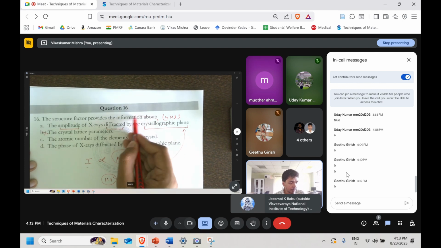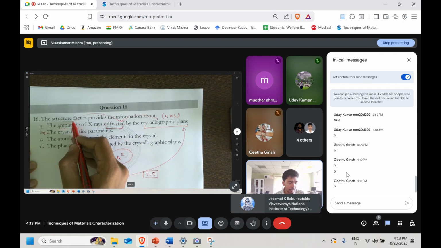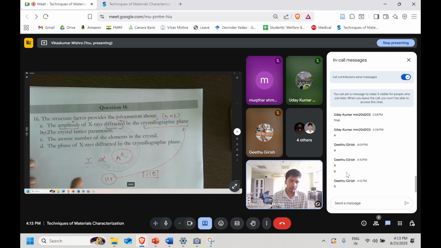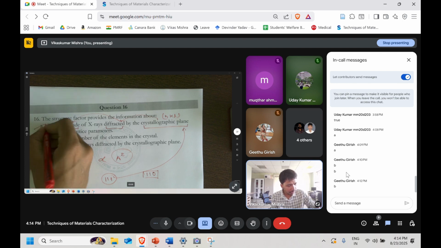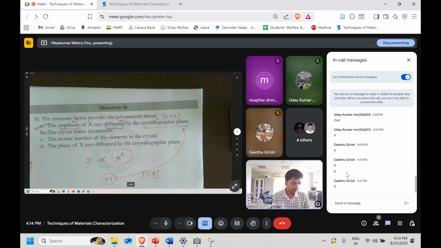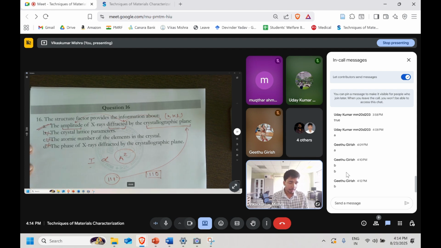You will get the diffraction pattern, and you will say that its amplitude will also be there. If the structure factor is more, the amplitude will be more, that is, the intensity will be more. If less, the intensity will be less. Okay, so the right answer is option A. The atomic number of the element in the crystal, no. The phase of the X-ray diffracted by the crystallographic plane, no. So the right answer is option A. Any doubt in this particular one, question number 16?